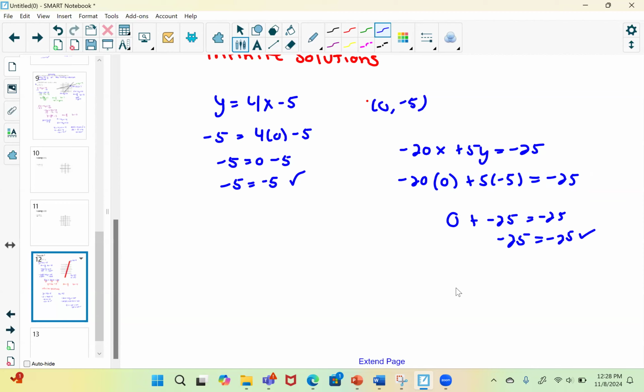Okay, so that is how we solve system of equations by graphing. Try 5 and 6, and we'll look at this in class.